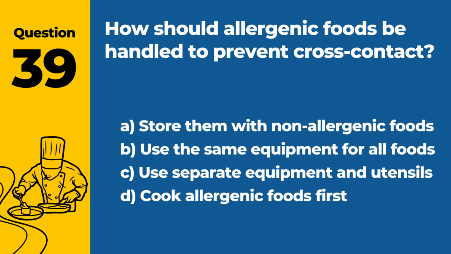A. Store them with non-allergenic foods. B. Use the same equipment for all foods. C. Use separate equipment and utensils. D. Cook allergenic foods first. Answer: C. Use separate equipment and utensils. Allergenic foods should be handled with separate equipment and utensils to prevent cross-contact with non-allergenic foods.